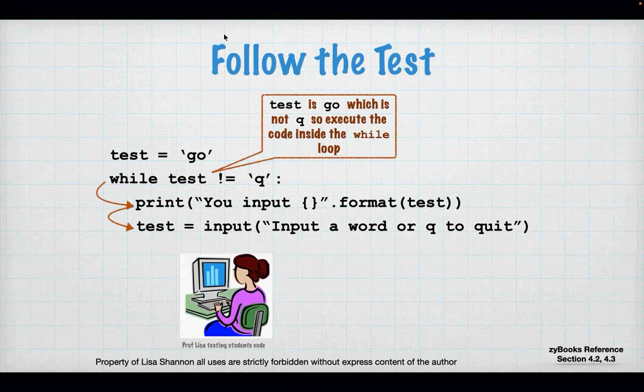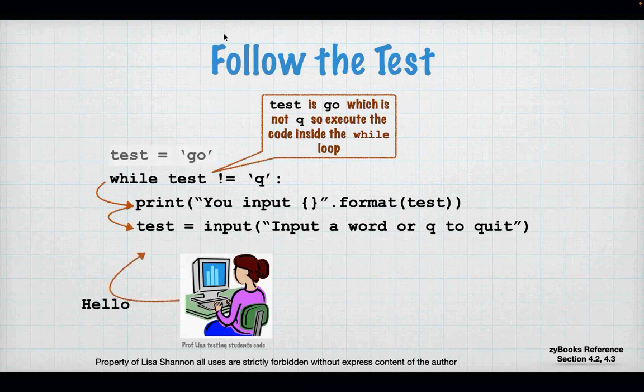So this is the code that was on the last slide. I'm in my while loop. Test, you'll notice that test is set outside of the while loop. It is set outside of the while loop so that we can actually get into the while loop. So we set it to something that is not, in this case, the sentinel value. So I'm going to print and I'm going to test.